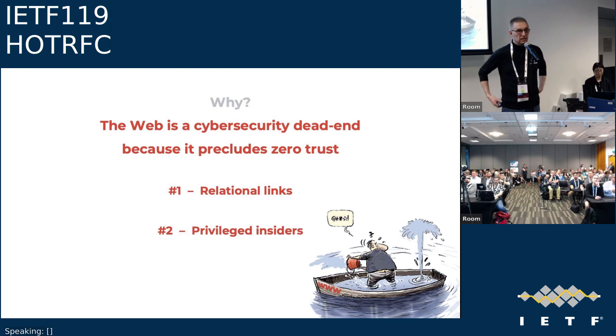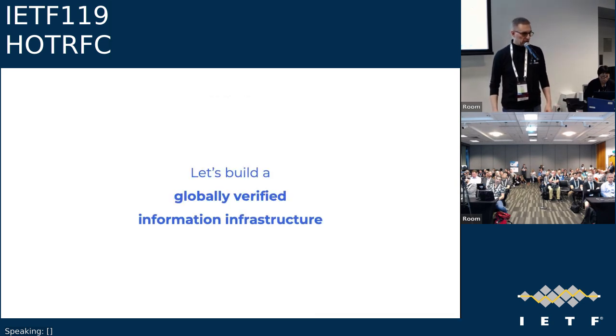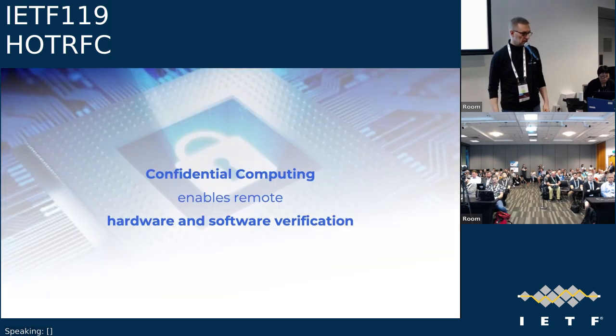Why are we doing this? Well, we realized that the architecture of the web itself is a cybersecurity dead end. Because in the architecture, there are two fundamental things that you can't verify: the insiders and the relational links. You just have to trust that those relational links are maintained properly and that the insiders are behaving properly. So we wondered, is there a blueprint? Is there a way to create a globally verified information infrastructure like the web, but with zero trust built in, that would extend at internet scale?